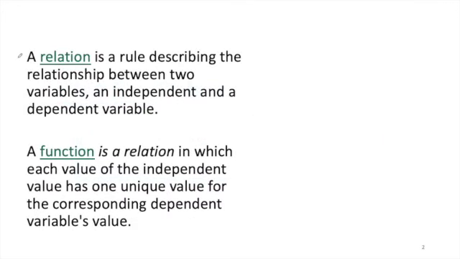So just remember that a relation is a rule describing the relationship between two variables, an independent and a dependent variable. So you could have something like time and a person's height above ground, or you could have someone's size and their age. So an independent and a dependent variable. A function, though, is a relation in which each value of the independent variable has one unique value for the corresponding dependent variable. So this is really key, and this is what you're looking at when you're identifying what is a polynomial function and what is not.